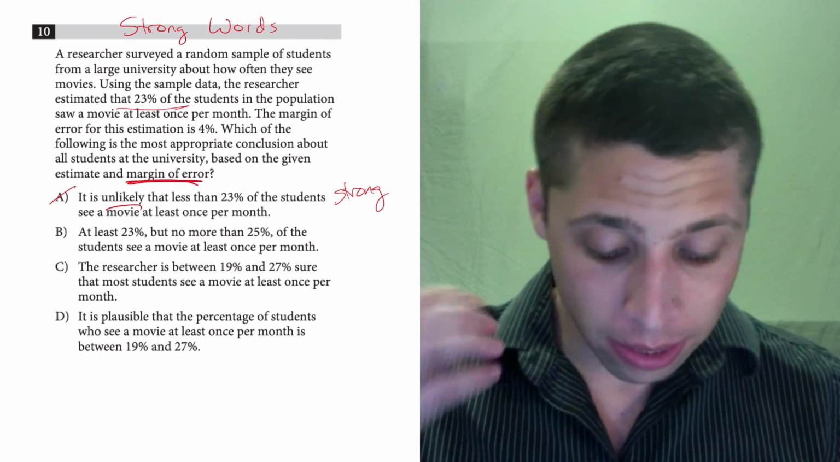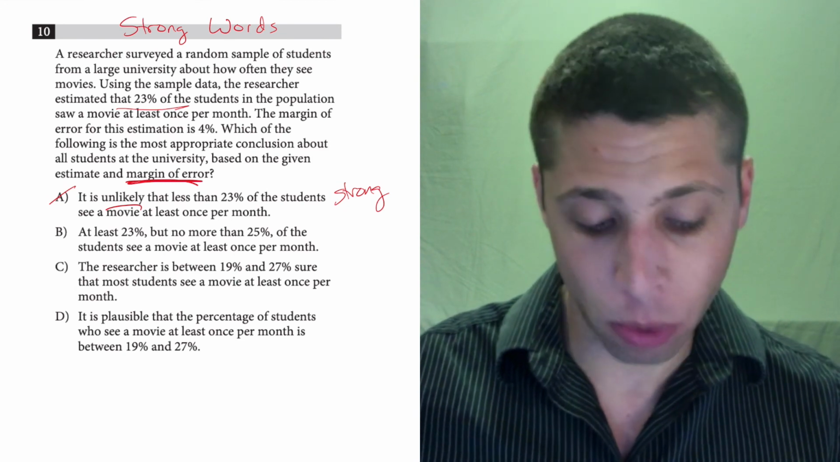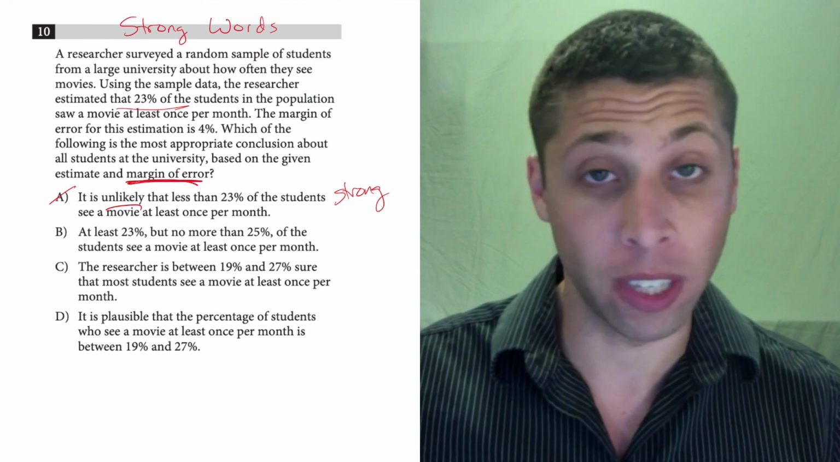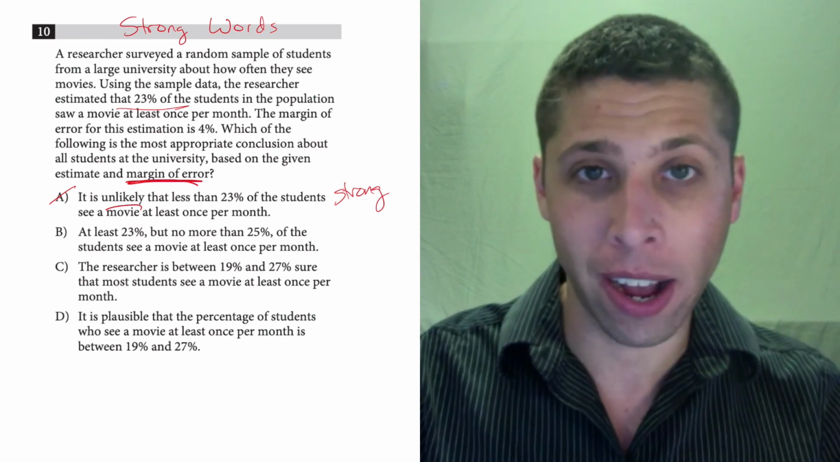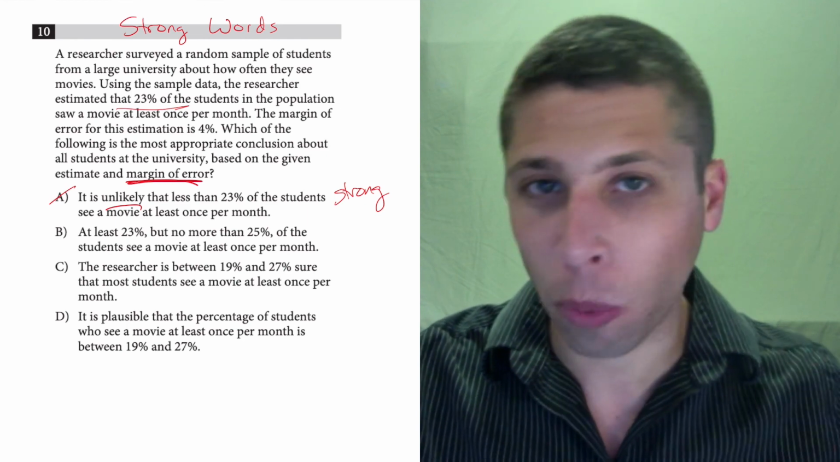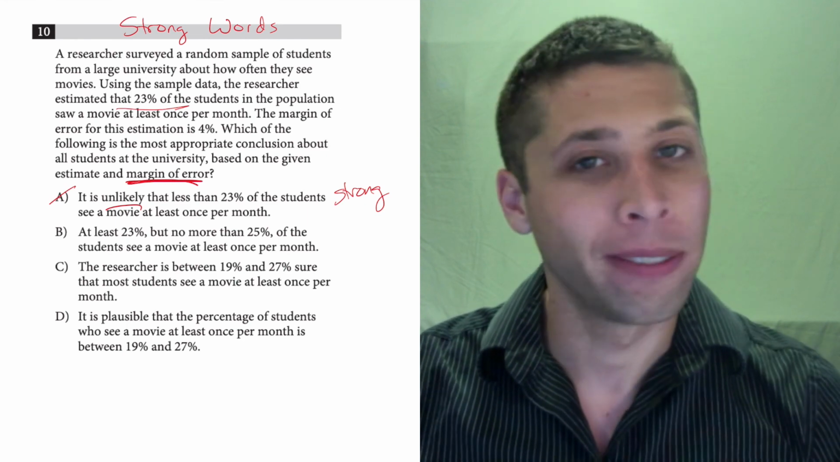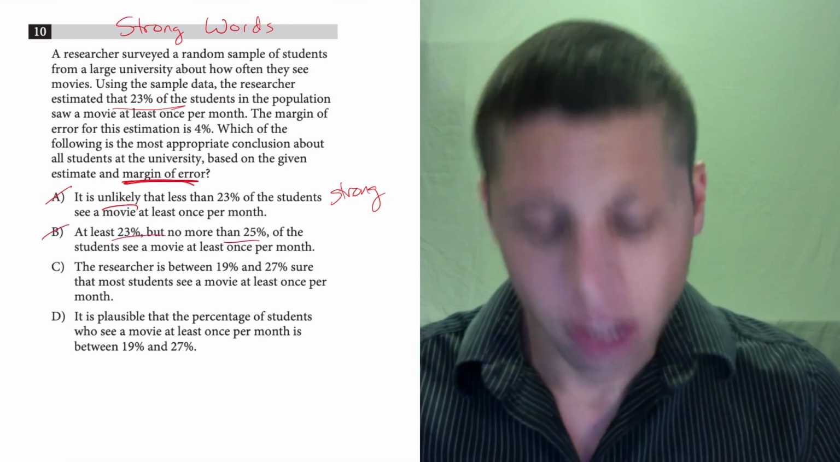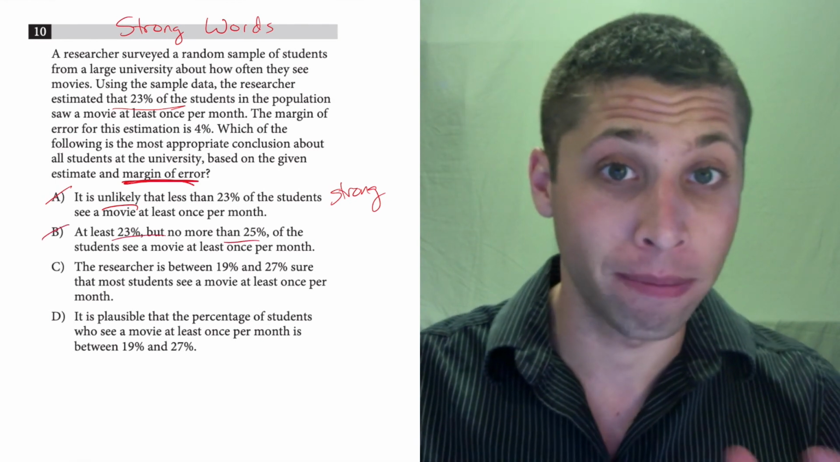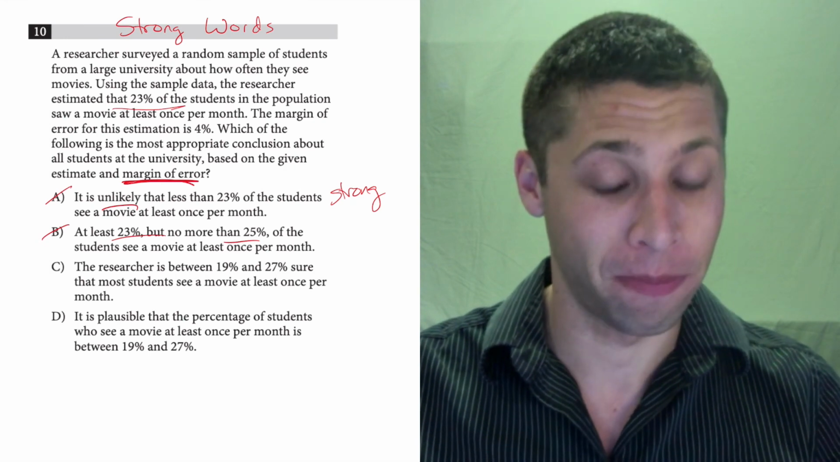For choice B, at least 23%, but no more than 25% of the students see a movie at least once per month. That's also very definitive, right? 23 or 25, no exceptions, no 26, no 22. It's too strong. It's narrowing our range way too much. So we've got to be careful. We want to be weak here.